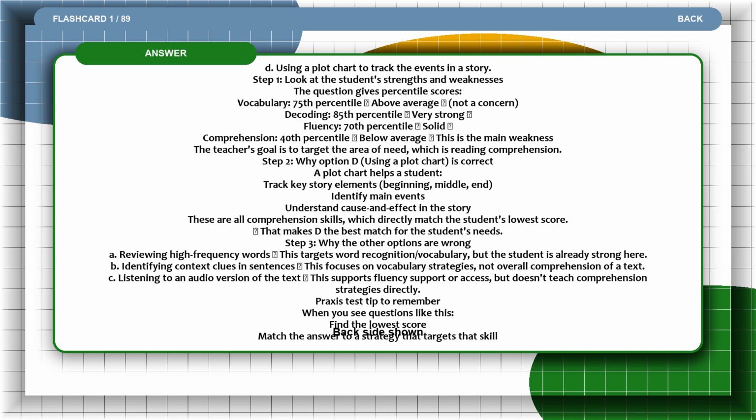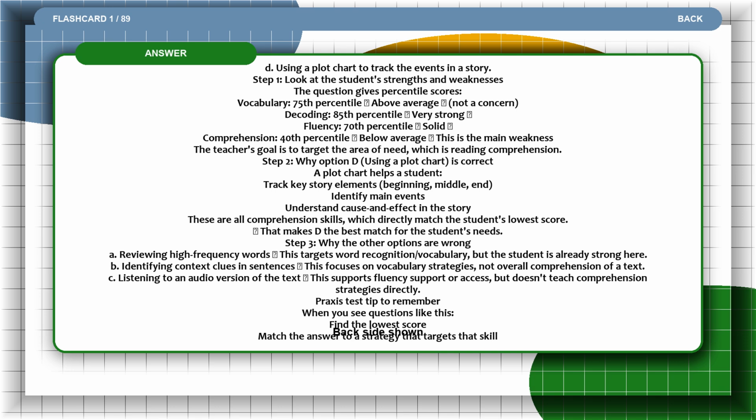Step 2. Why option D, using a plot chart, is correct. A plot chart helps a student to track key story elements, beginning, middle, end, identify main events, understand cause and effect in the story. These are all comprehension skills, which directly match the student's lowest score. That makes D the best match for the student's needs.